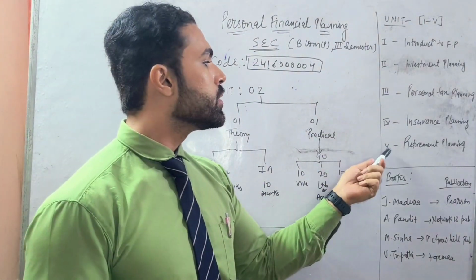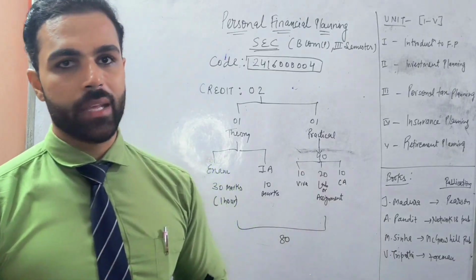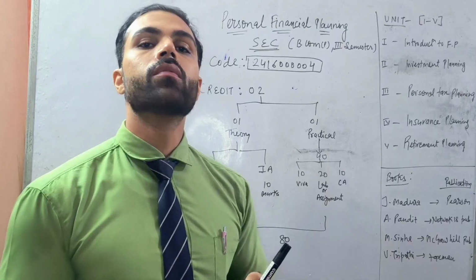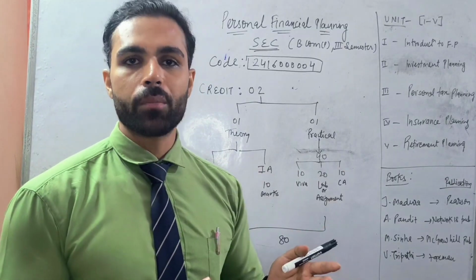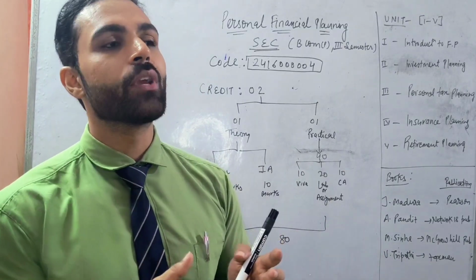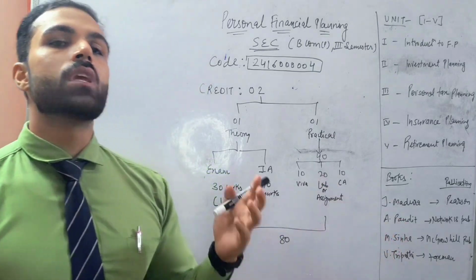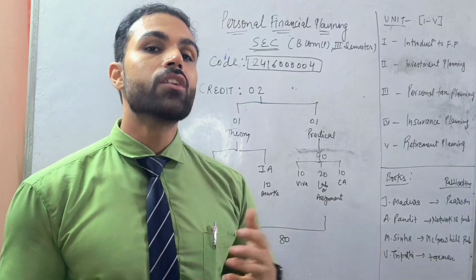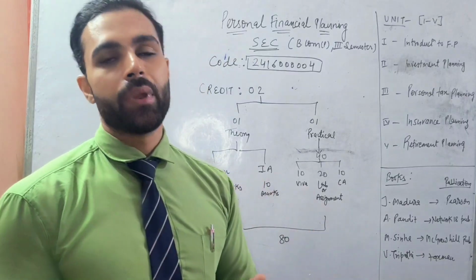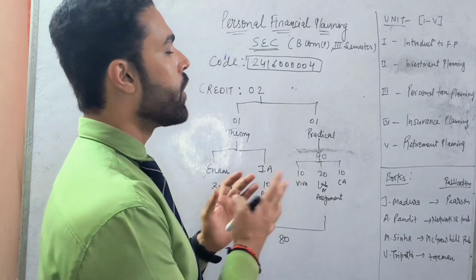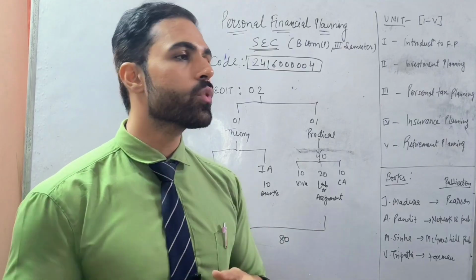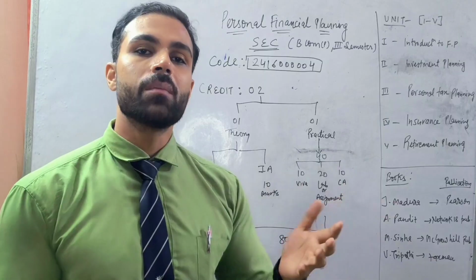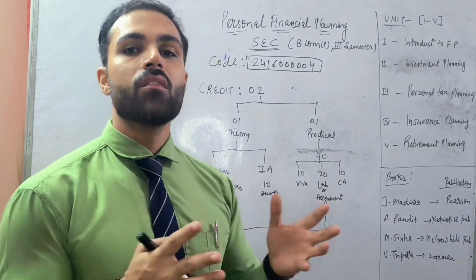And the last, the fifth unit, is retirement planning. We are all aware that if we are doing a job, or some of you will definitely go for a job, because mostly people go for their own business and all. So if we are in a job profile, we need to prepare our portfolio in such a way that in the future, when we are at the age of 60 or 60 plus, we don't need to worry about our finances.